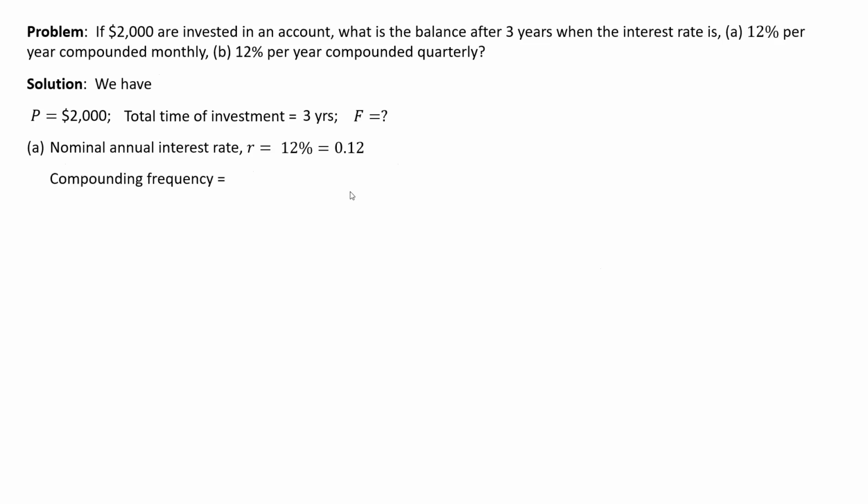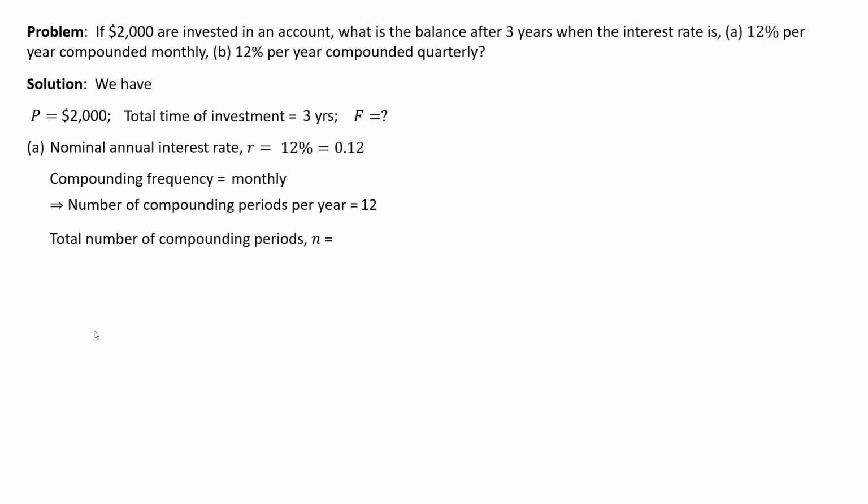Now, based on that, what is the compounding frequency here? Compounded monthly. So compounding frequency is monthly, which means number of compounding periods per year is what? There are 12 months, so 12. Okay. Now, what is the total number of compounding periods? That I'm calling as N. Okay. Isn't that the same as 3 years? No, it's not.